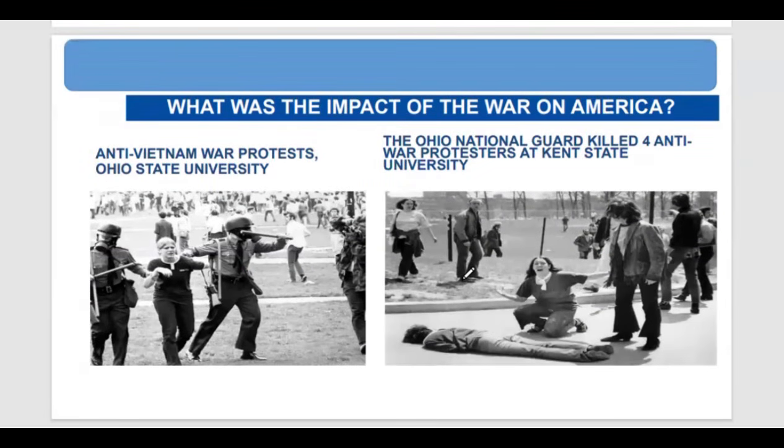Right. What was the impact on the Americans? There were anti-Vietnam War protests at Ohio State University, and also there were some killings at Kent State University. As you can see in the illustration there, Americans were frustrated by the involvement of America in world politics, and they were protesting against their government's involvement in world affairs, which was costly to them and was making them lose some of their loved ones in those wars.